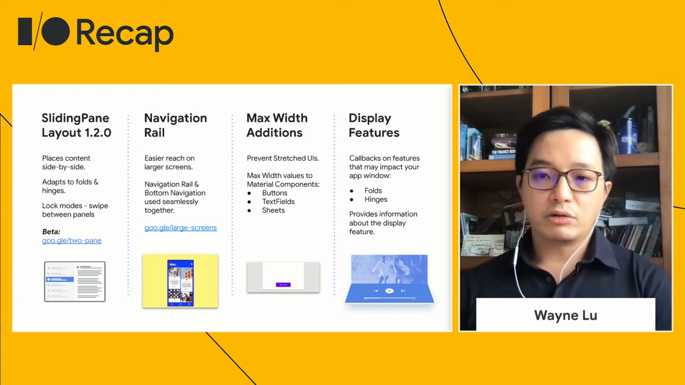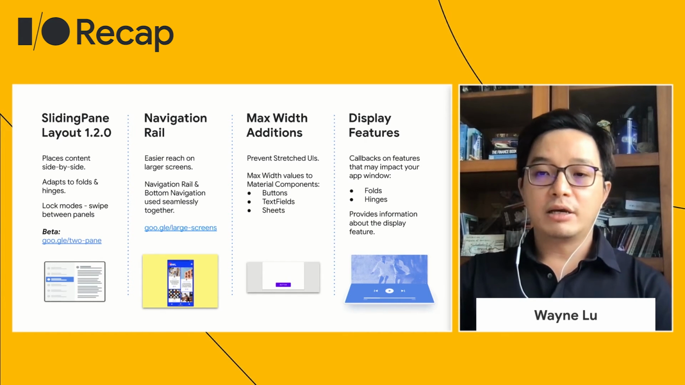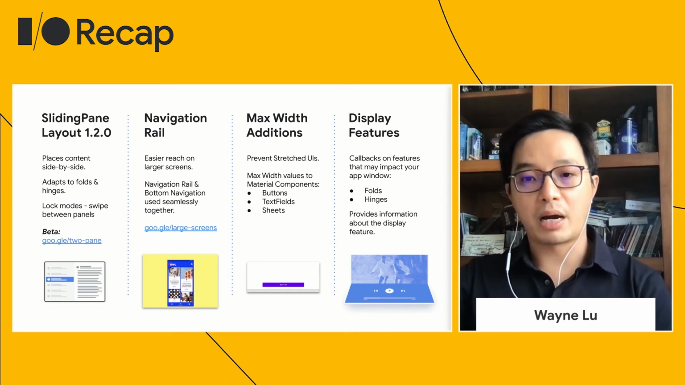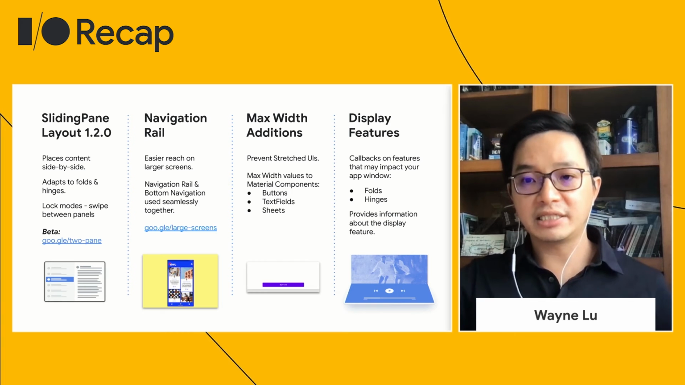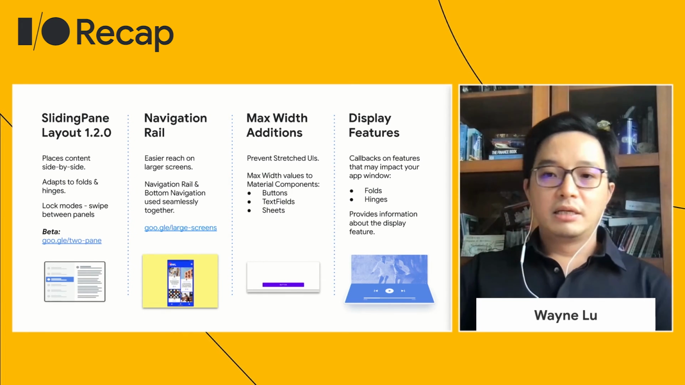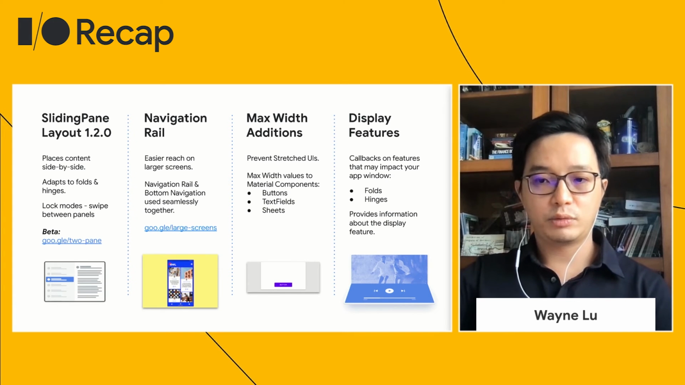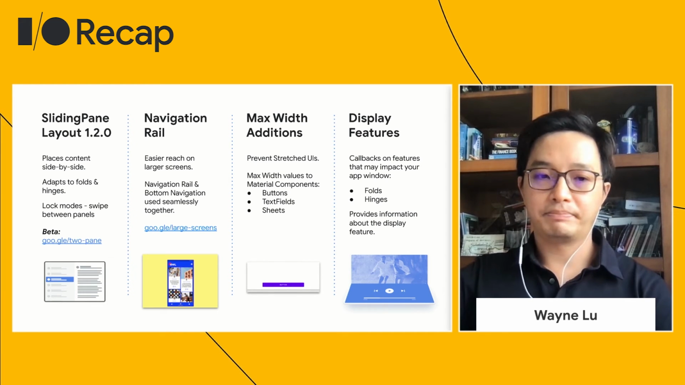Sliding pane layout. This is one of the most common adaptive layouts, and one of the ways is to implement a list detail on the sidebar. For example, a messaging app has a messaging list on the left and message details on the right. The library is now aware and updates to folds and hinges. We have also introduced lock modes, allowing you to control the swipe behavior when the panes overlap.